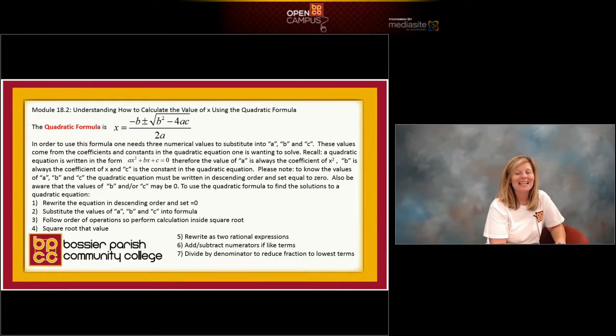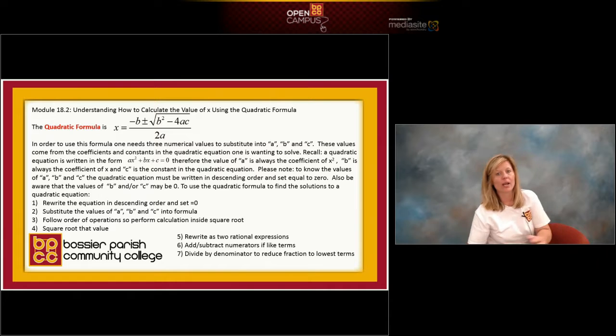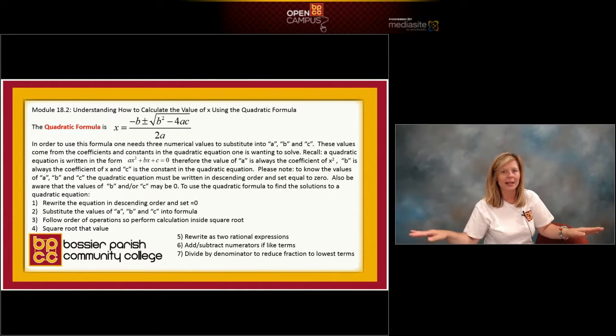Hey everybody, now that we know what the quadratic formula is, we're going to learn how to use it to solve a quadratic equation. So again, it is a formula, which yes, it means you need to memorize it. The best way to memorize it is to sing. So let's sing it one more time. X equals negative b plus or minus square root b squared minus 4ac all over 2a.